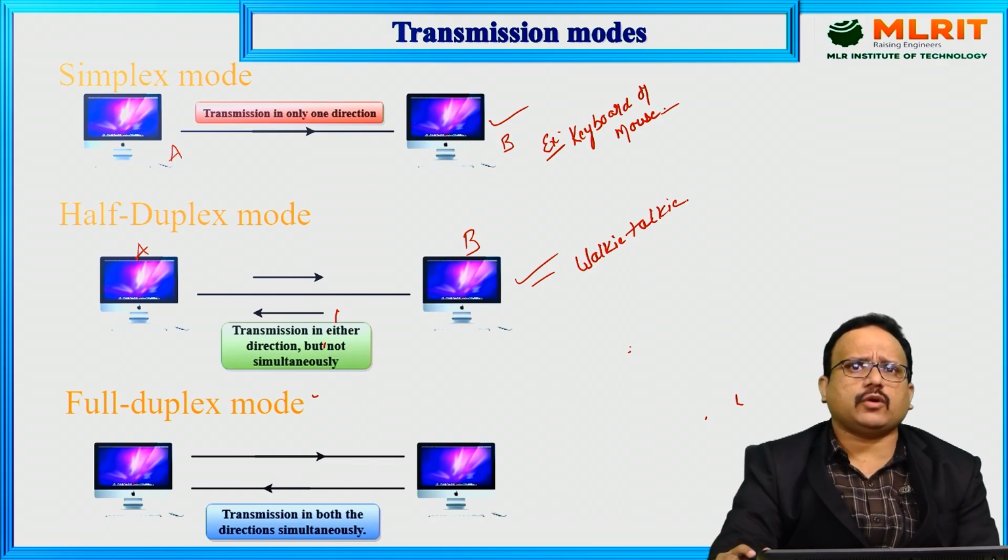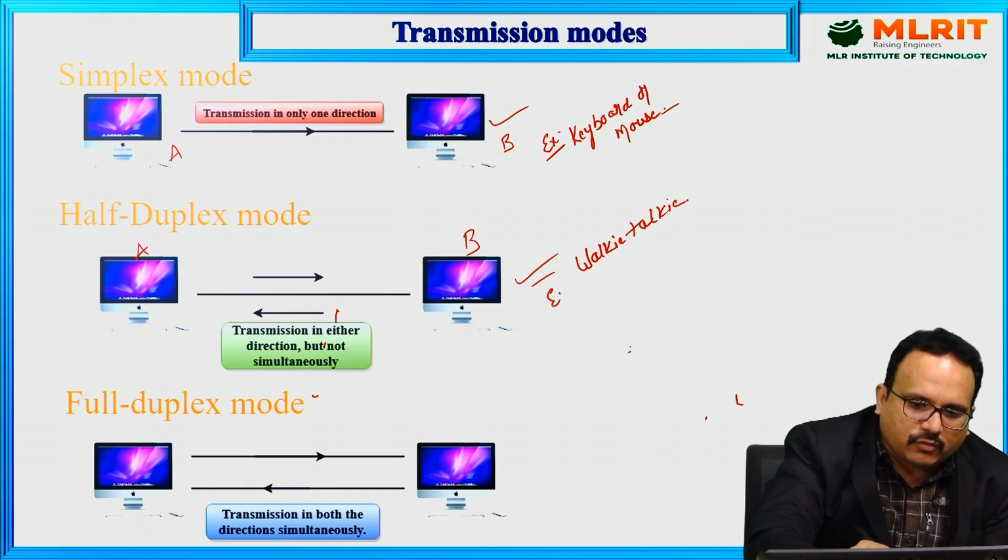For example, if you want to transmit from B to A, it is not possible. So in simplex mode of communication, the data will be transmitted in only one direction, whereas in the half duplex mode, the data will be transmitted in both the directions but not at the same time. It is just like one more example. This is one of the examples, walkie-talkie.